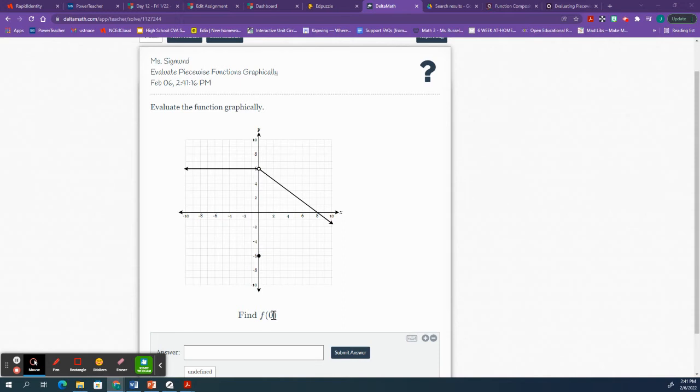So f of 0, that's saying that the x value is 0. So when that x value is 0, what is y? Just like we did algebraically, but now we don't have the equations, we have a picture. For me, I'm more visual and I love this way. So I'm going to go find my x value of 0, which is here, and then I have a dot below, and then I have lines above.